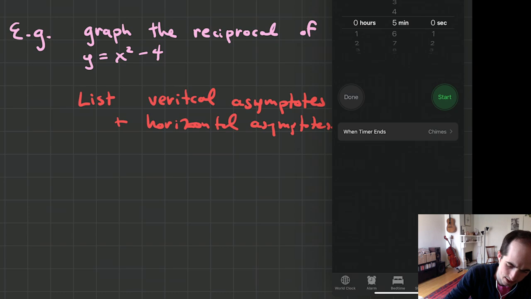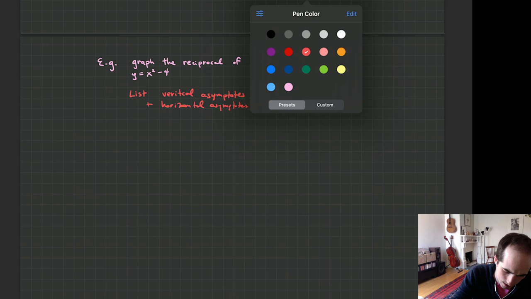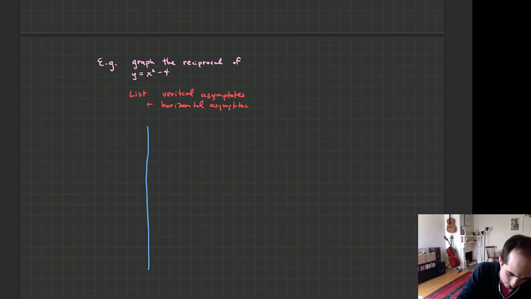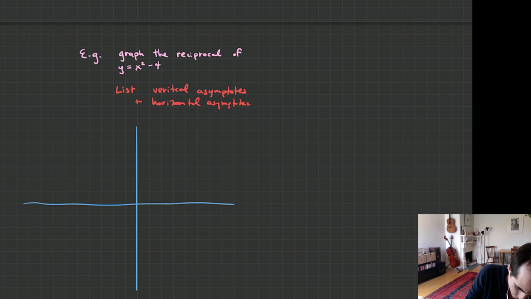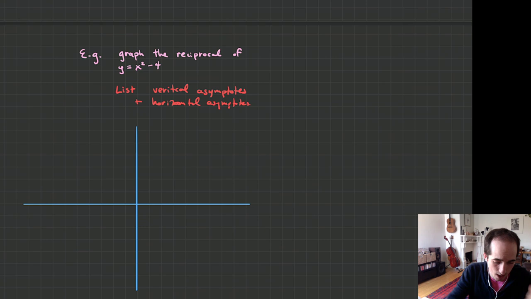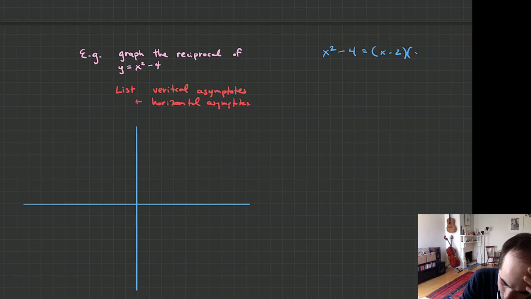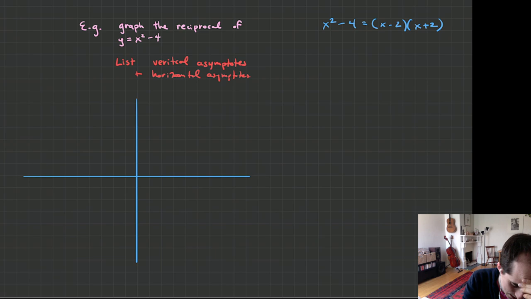Okie dokie, that's enough. Again, I'm going to do this one fairly quickly. Let me start off by making a nice little graph for us to play with. I'm going to start off by graphing y equals x squared minus 4. X squared minus 4 is equal to x minus 2 times x plus 2. It tells me that I've got x-intercepts at positive and negative 2.